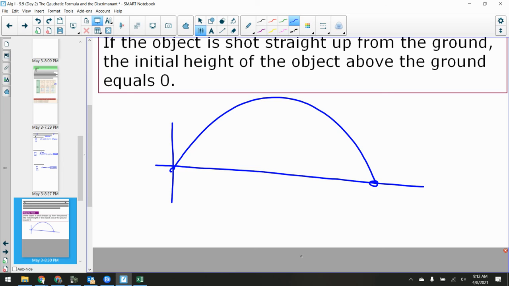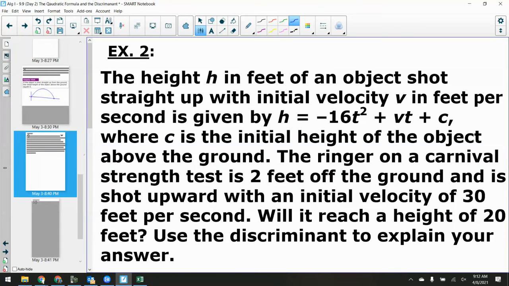But what if it's not a nice equation? What if it's more of a real life example that has decimals and stuff in it? Then it's best to use the quadratic formula. Say, for example, something like this. The height h in feet of an object shot straight up with an initial vertical velocity v is given in feet per second by negative 16t squared plus vt plus c, where c is the initial height of the object above the ground. The ringer on a carnival strength test is 2 feet off the ground and is shot upward with an initial velocity of 30 feet per second. Will it reach a height of 20 feet? And use the discriminant to explain your answer.